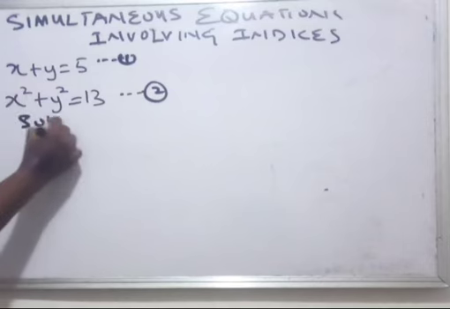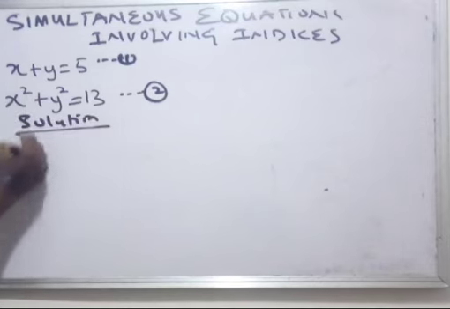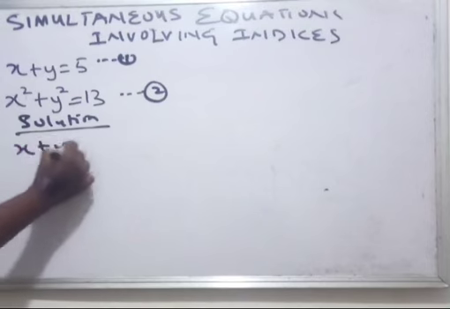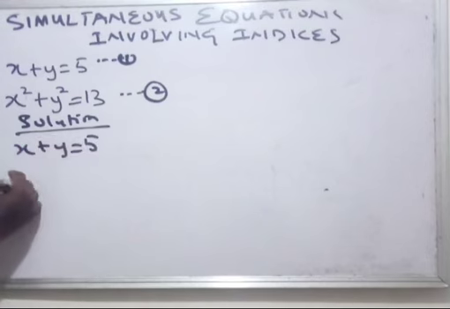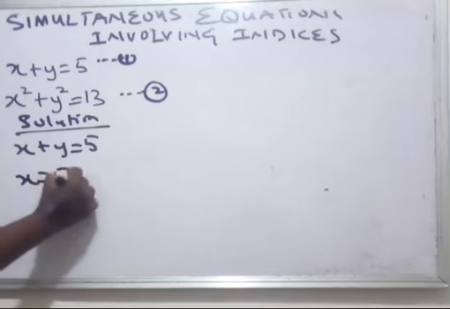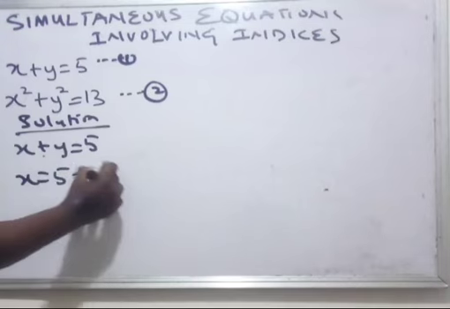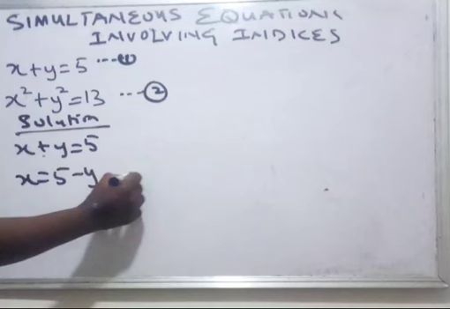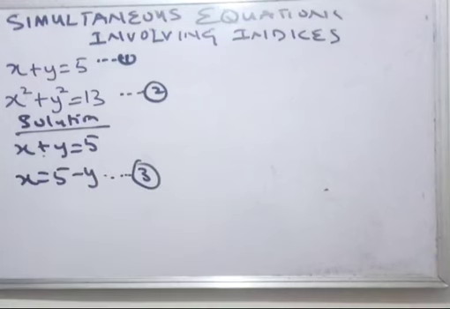So let's write our solution. We have x plus y is equal to 5. We make x the subject, it becomes x is equal to 5 minus y. When plus y crosses, it becomes minus y. This becomes our equation 3. Now take note that the next thing we are going to do is to put the value of equation 3 into equation 2. Why equation 2? The reason is that we used equation 1 before. So this time it is the turn of equation 2.